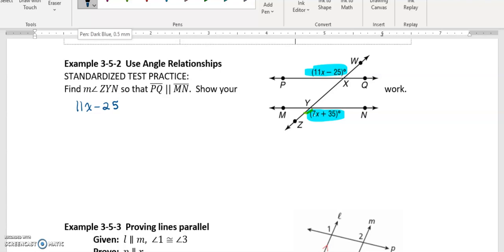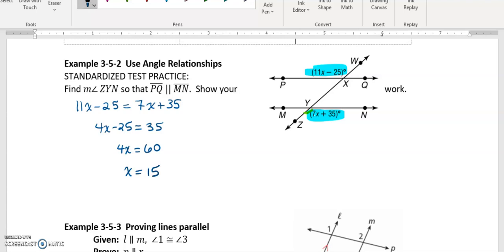So we said 11x minus 25 equals 7x plus 35. Subtract 7x from both sides. We have 4x minus 25 equals 35. Add 25 to both sides. And we have, that's supposed to be an x, 4x equals 60. And then divide both sides by 4. And we get, if x is 15, then those are going to be parallel, but that's not what it asked.